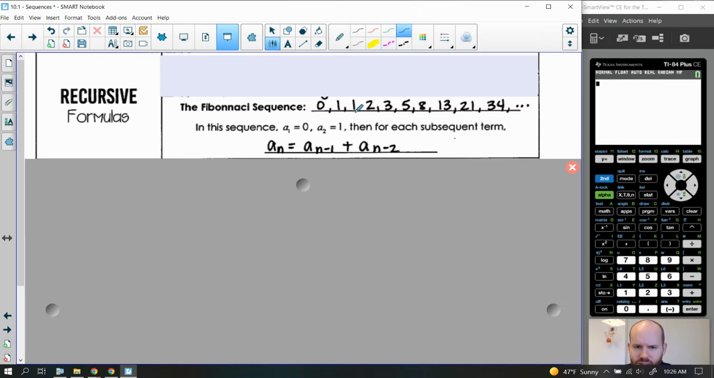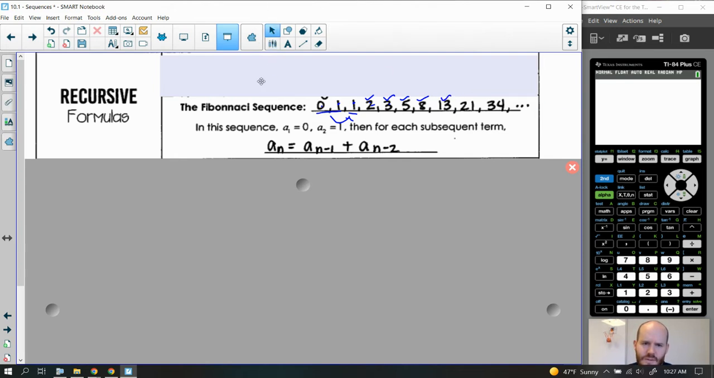Well, in this particular instance, 1 is obtained as adding 0 and 1 together. If I add these two terms, I get 1. If I add 1 and 1, I get 2. If I add 1 and 2, I get 3. If I add 2 and 3, I get 5. If I add 3 and 5, I get 8. If I add 5 and 8, I get 13, and so on, to generate all the terms in the sequence.